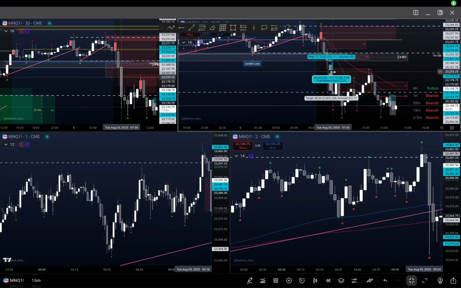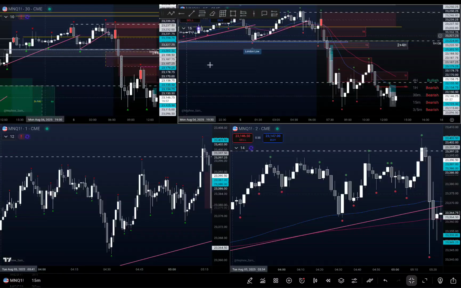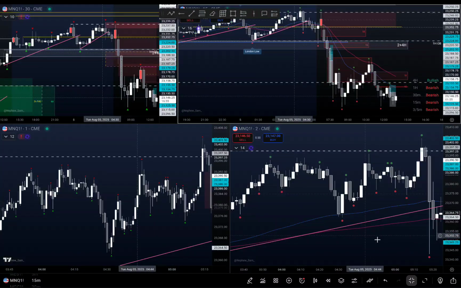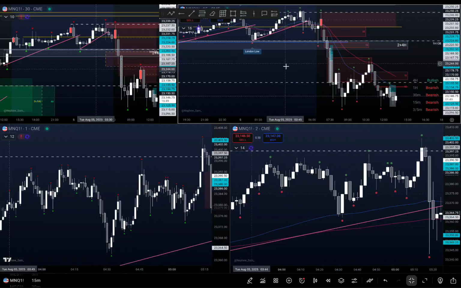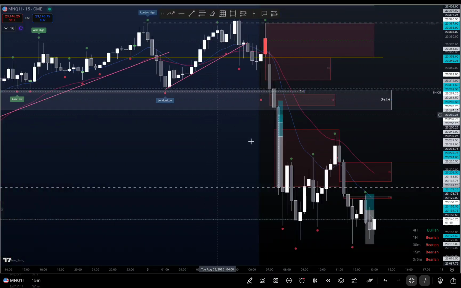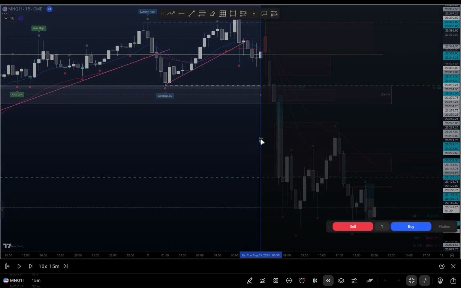So here we go. This is August 5th. We're going to go over the scenario today. So I'm going to do a quick zoom in here. So what happened originally here was at 6:30.